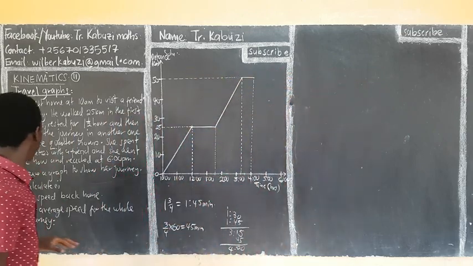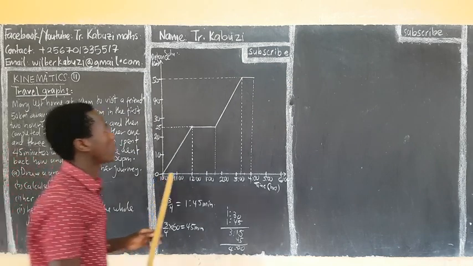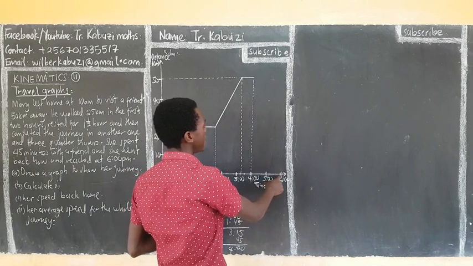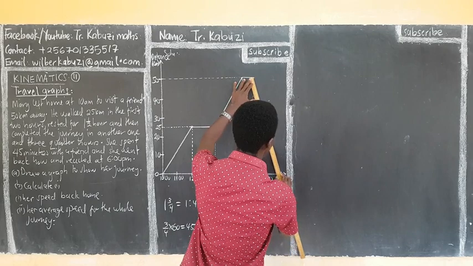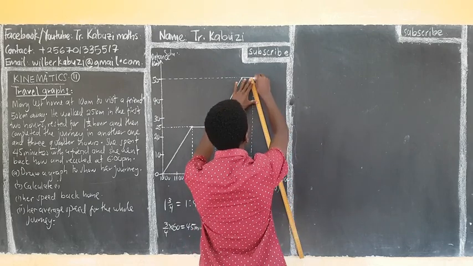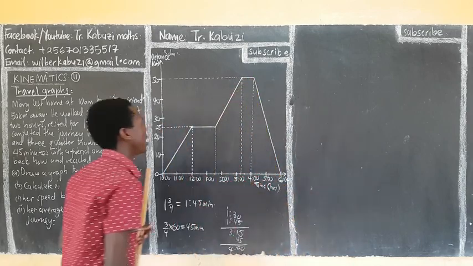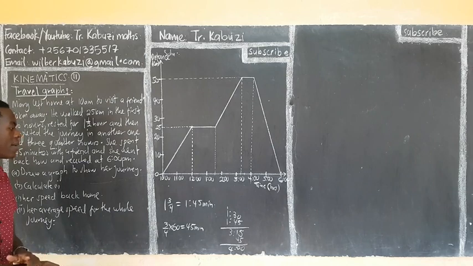Then they're telling us that she went back home and reached at 6 p.m. So they are not telling us anything, but they're telling us that she reached at 6 p.m. So from here up to here, she reached home at 6 p.m. Then I went from here up to there at 6 p.m. So that's the graph for the journey. That's how it was. I think then we come to our questions.